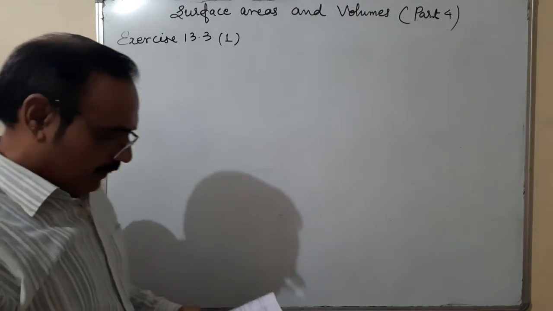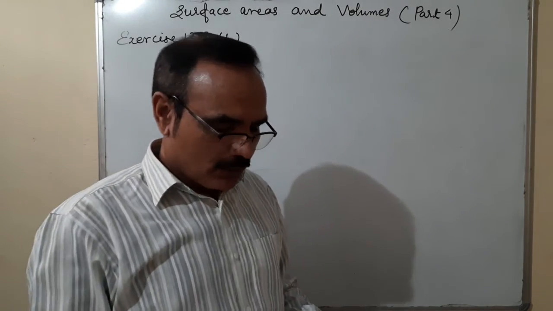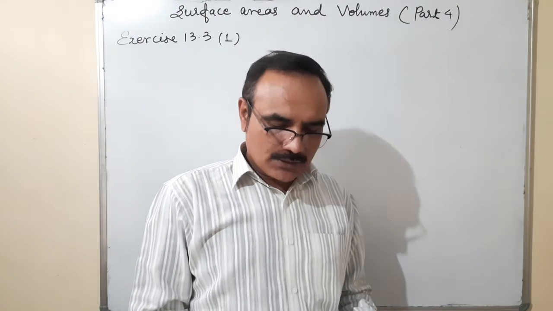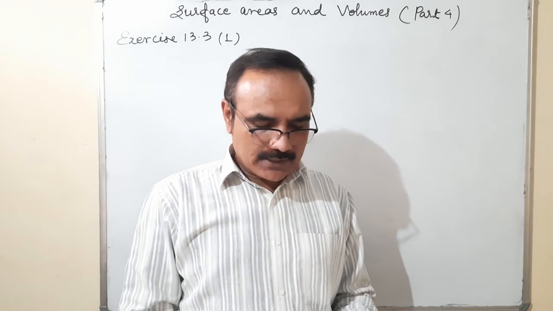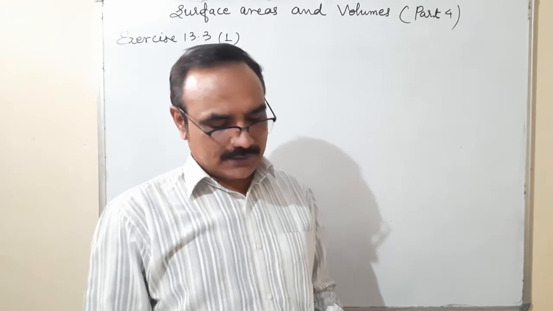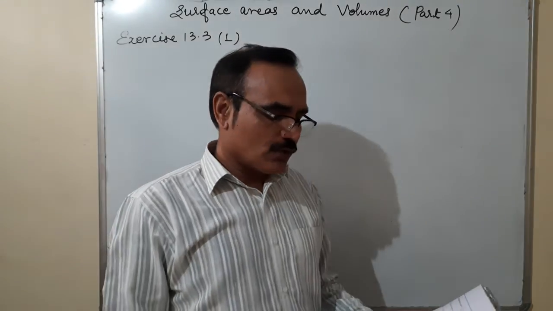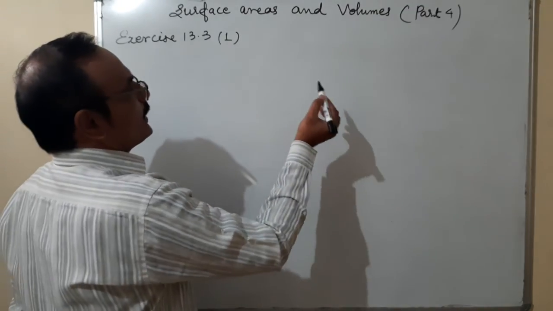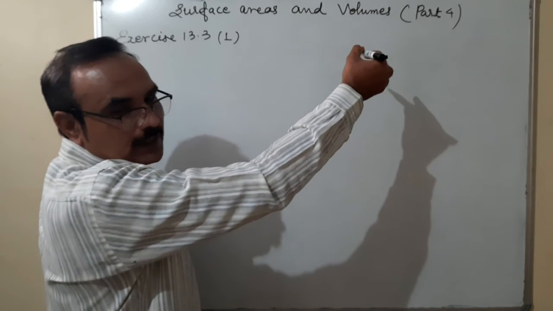Question number 1 says: a metallic sphere of radius 4.2 centimeter is melted and recast into the shape of a cylinder of radius 6 centimeter. Find the height of the cylinder. Metallic sphere of radius 4.2 centimeter. I'm making a diagram rather than writing a statement.